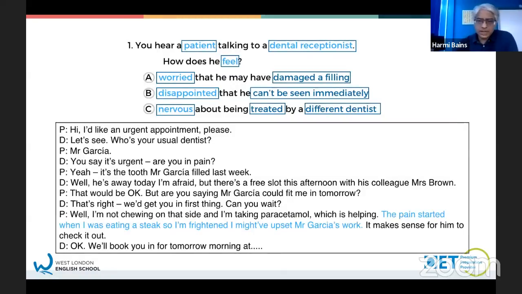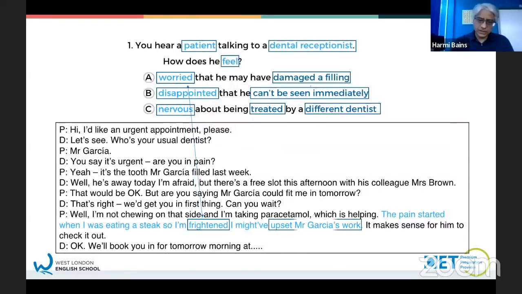The patient said, the pain started when I was eating a steak, so I'm frightened I might have upset Mr. Garcia's work. And we were listening out for adjectives here. Frightened, you could say concerned or worried. So that word was a really big clue. As soon as I heard that word frightened, I kind of knew it was important. And you can see it's very similar to option A.